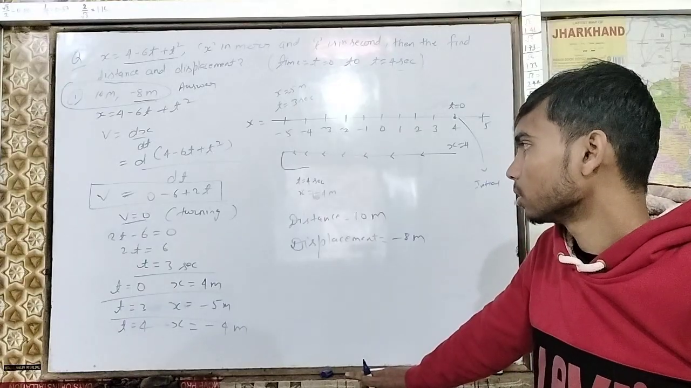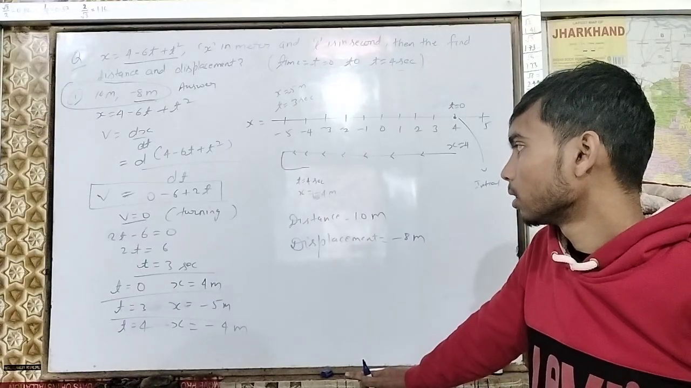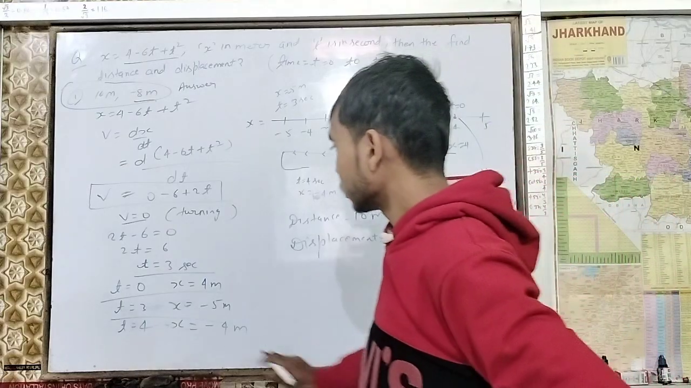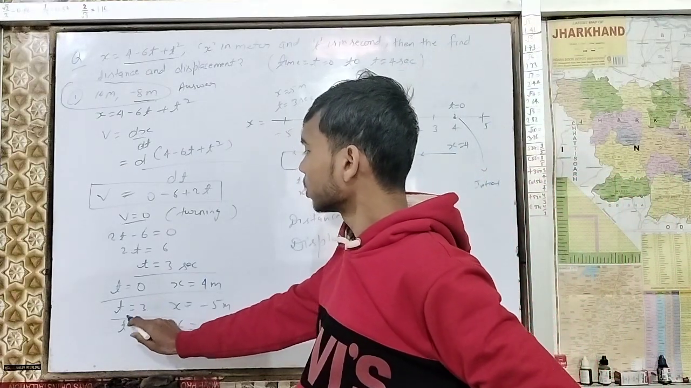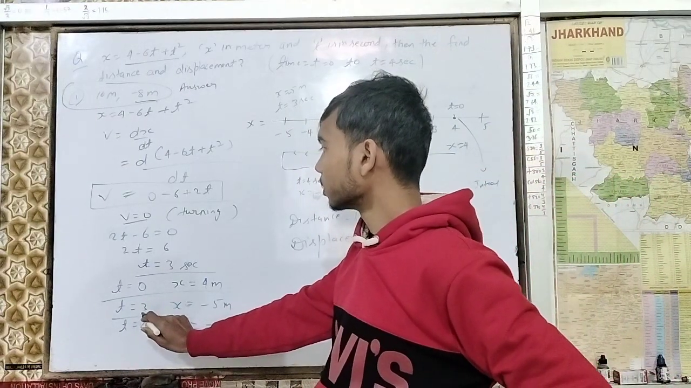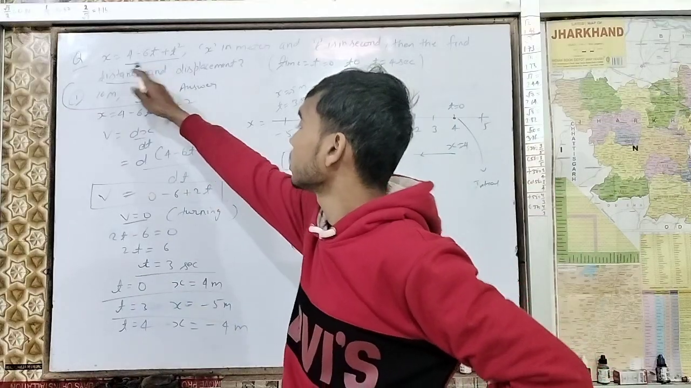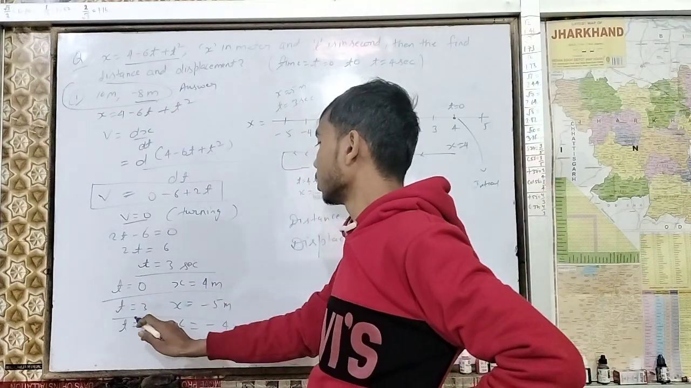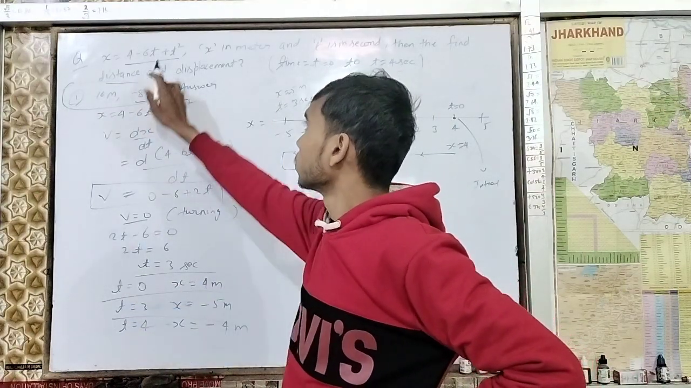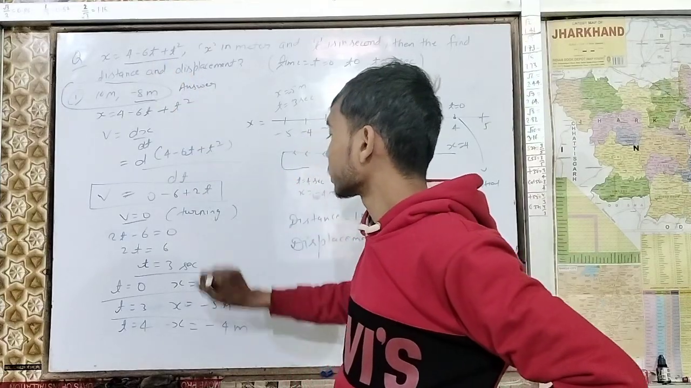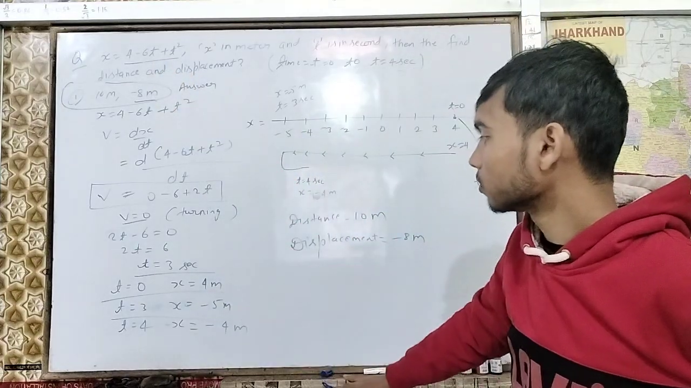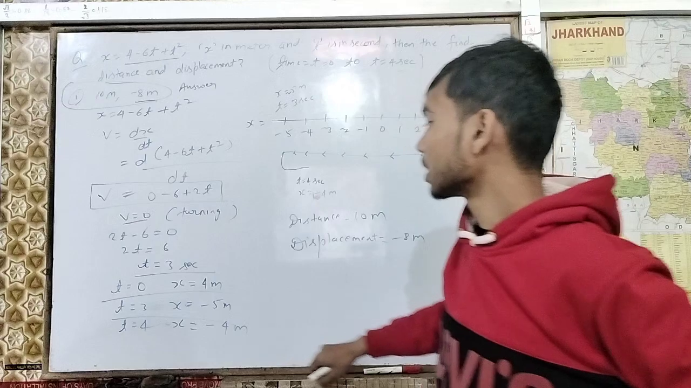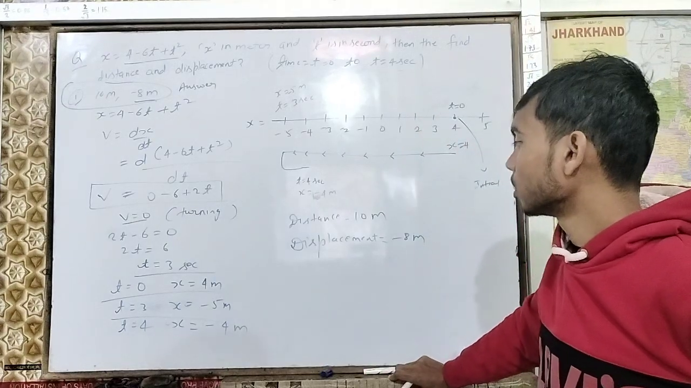Then we just put t equal to 0 in this, and we got x as 4. We put t equal to 3 in this equation, we got x as minus 5. Then t equal to 4, then we got in this equation x as minus 4.